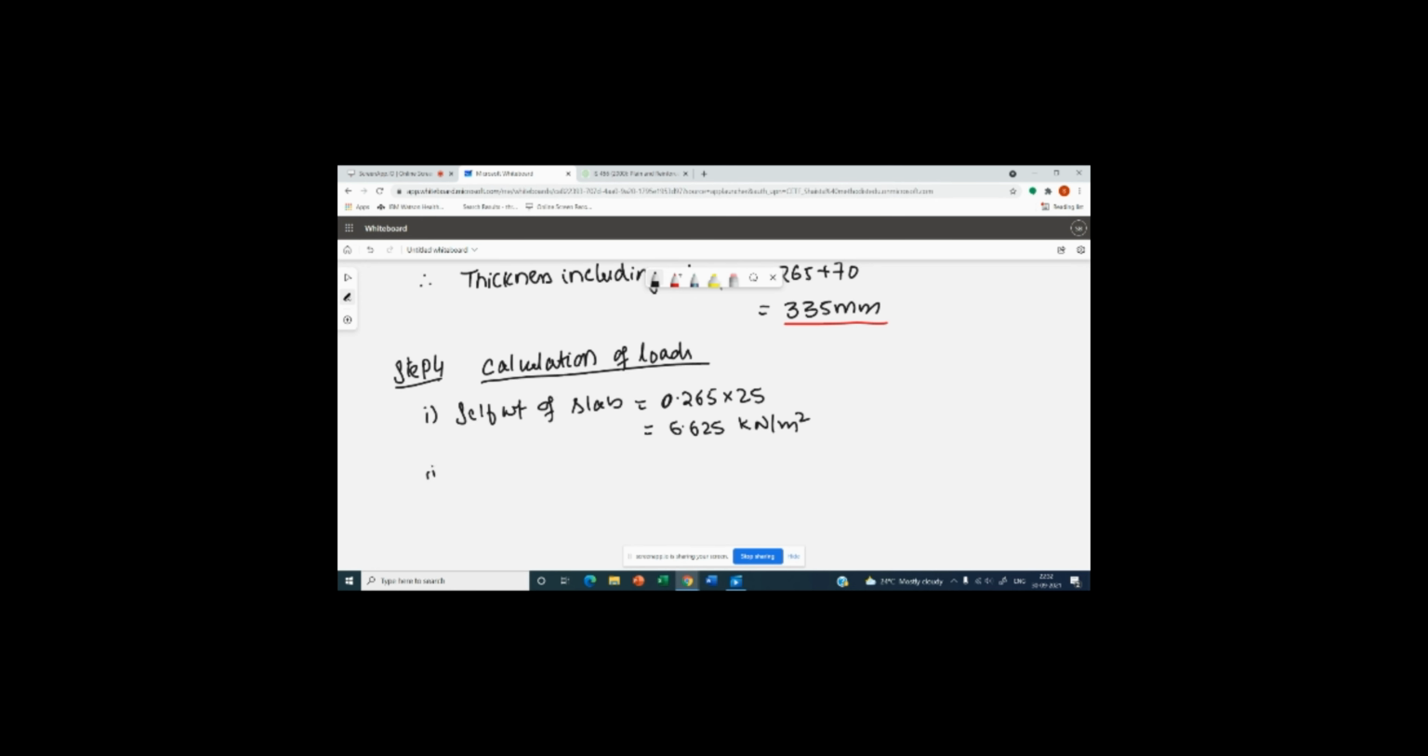Then secondly, given loads. The floor finish load is given to you as 1.25. Floor finish load is a dead load. Self weight of the slab is a dead load. So first I am finding out the dead loads. These two are the dead loads, so we get the total dead load.